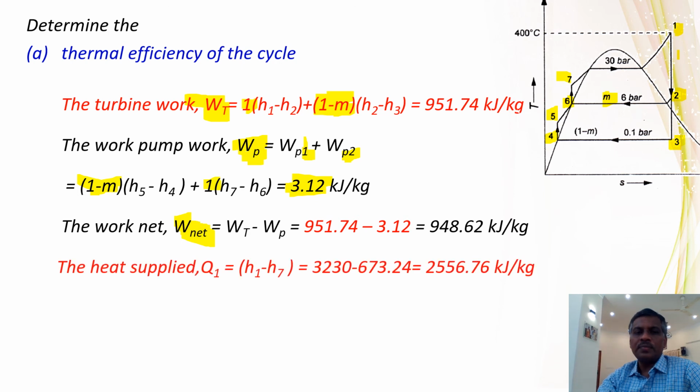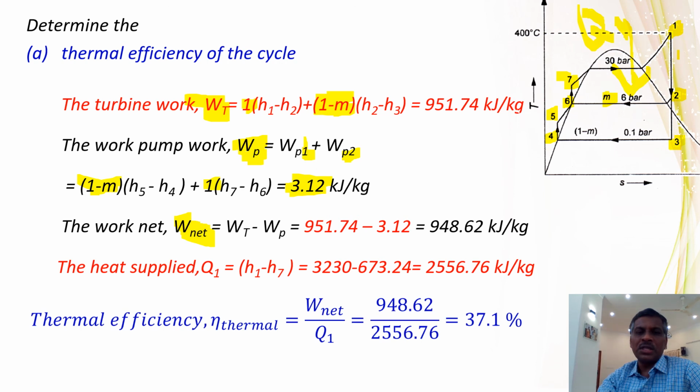And heat supplied: here we will add the heat, Q1. Q1 is the heat addition. It is a higher enthalpy minus lower enthalpy, H1 minus H7, because 1 kg is involved. Heat supplied, so efficiency is work net by heat input. Output is work net divided by heat input. That will give the efficiency.